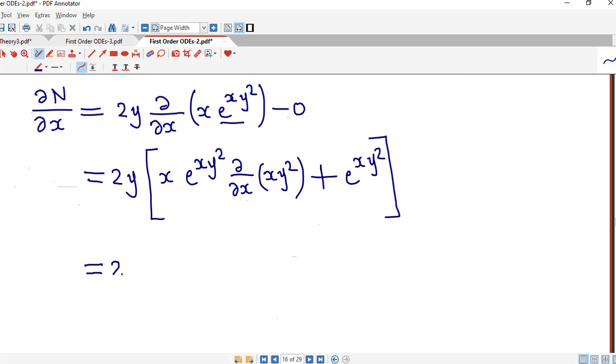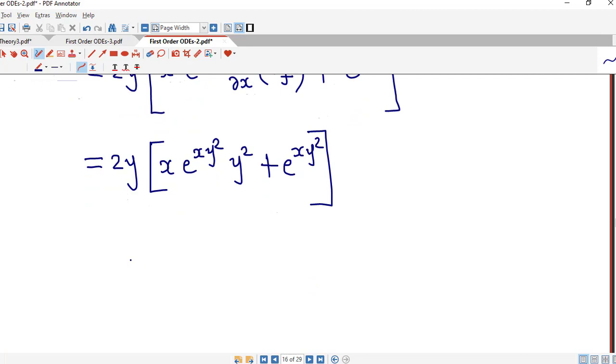So this is equal to, here the derivative is with respect to x, so y square is constant and the derivative of x is 1, and other things remain as it is. So x e raised to xy square into y square, the derivative of x is 1, plus e raised to xy square.